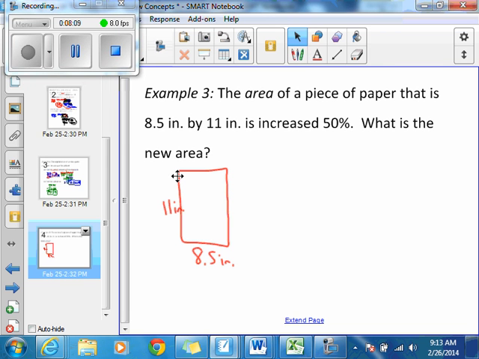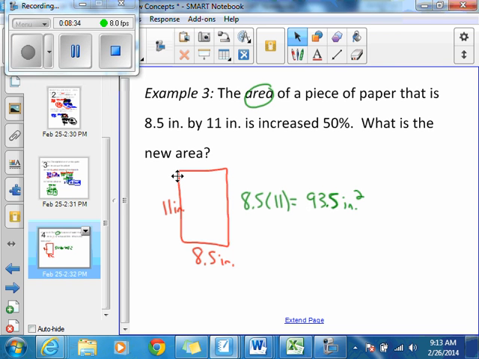The first word I see here is area. Okay, so I'm talking about area. Let's find the area of this piece of paper. So we're going to do length times width, 8.5 times 11. And 8.5 times 11 is 93.5, and that would be inches squared because it's area, square area.